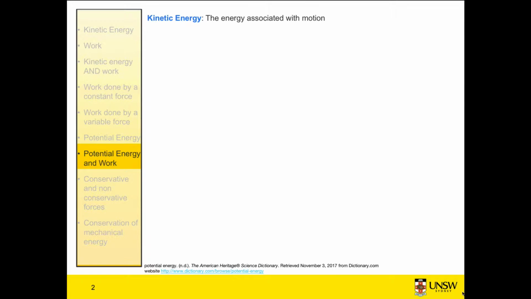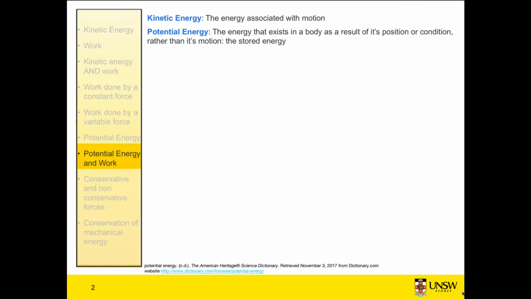So we're already familiar with kinetic energy. We know that that's the energy associated with the motion of an object. So it's a real energy. It's something tangible. The definition of the potential energy is a little harder, and this is the best one that I've found. It's the energy that exists in a body as a result of its position or condition, rather than of its motion. So it's something like the stored energy of the object. You can consider that it's the stored energy of an object, but we can only convert it to real energy, so to kinetic energy, for example, if we know the right conditions to apply to that object.